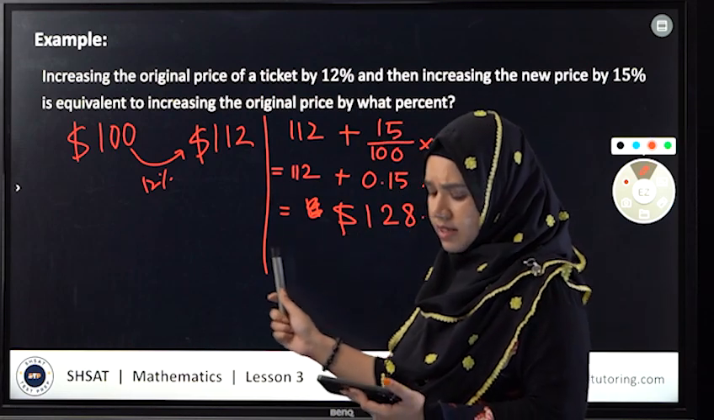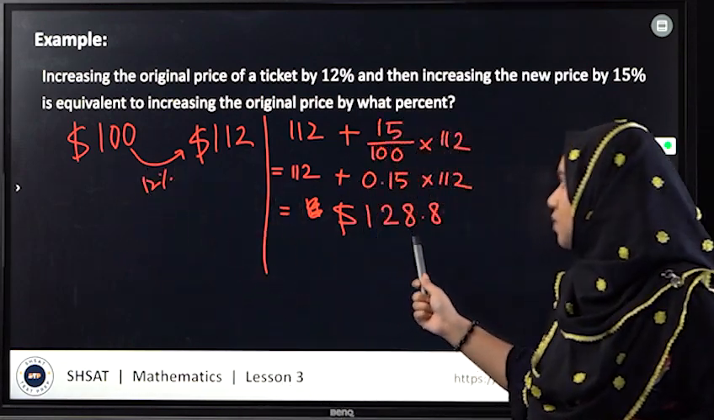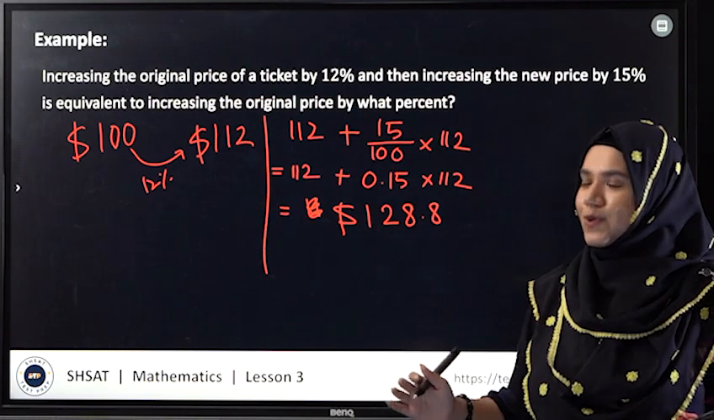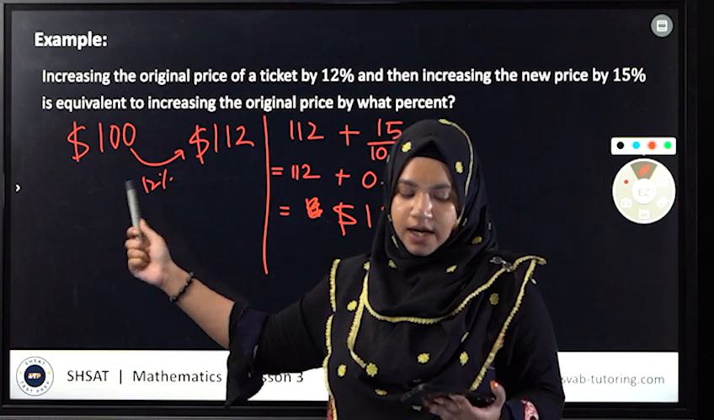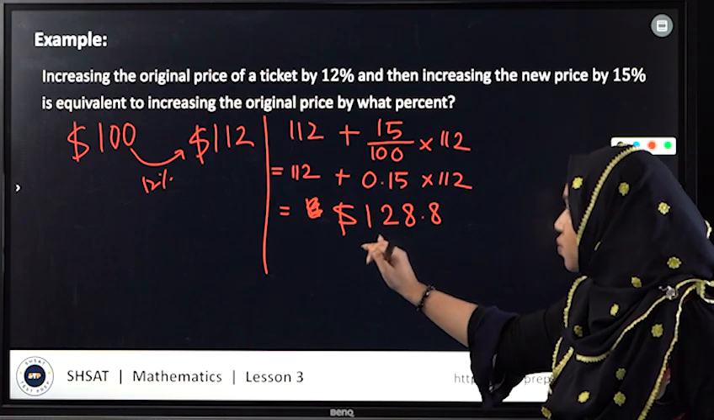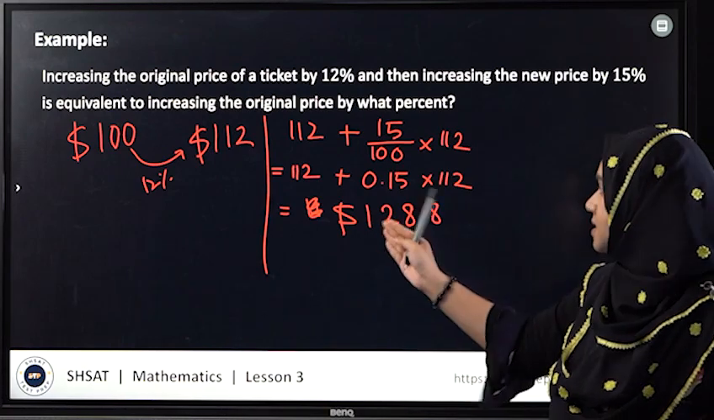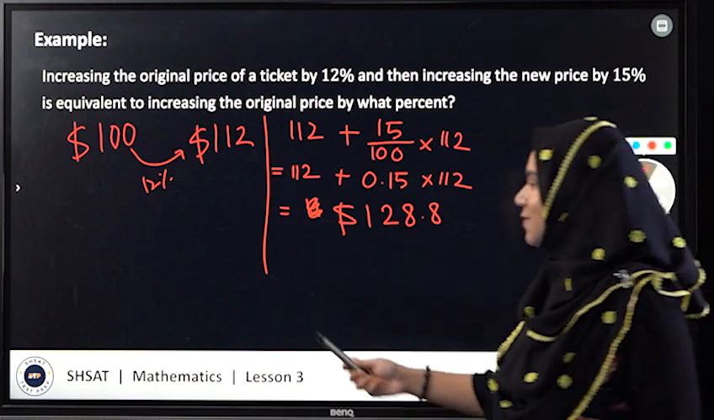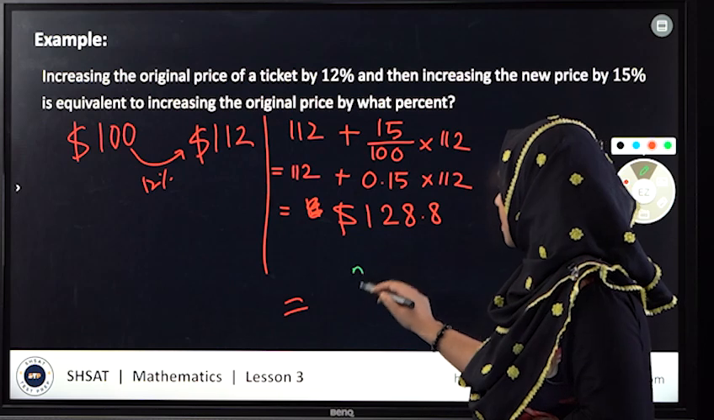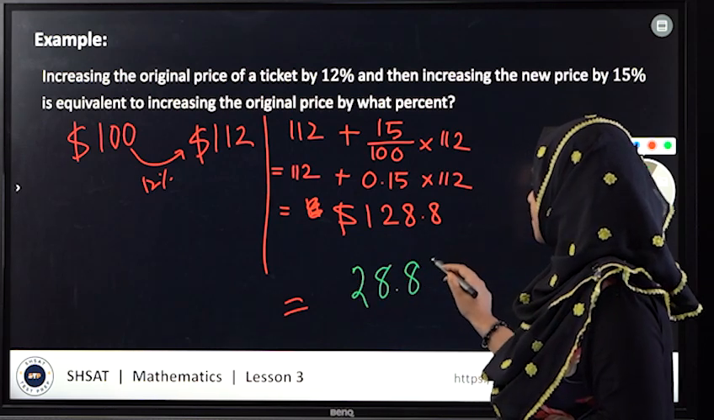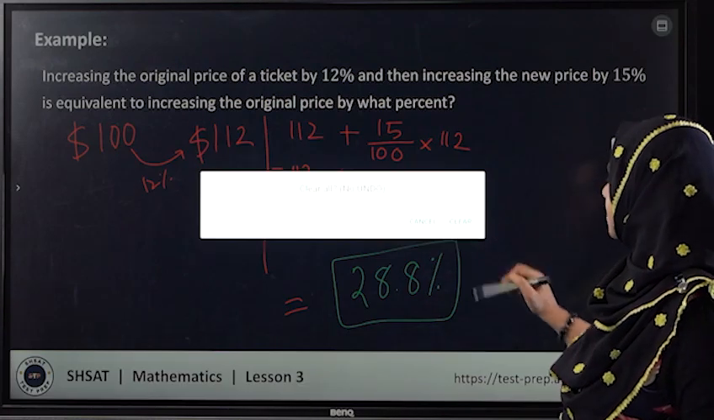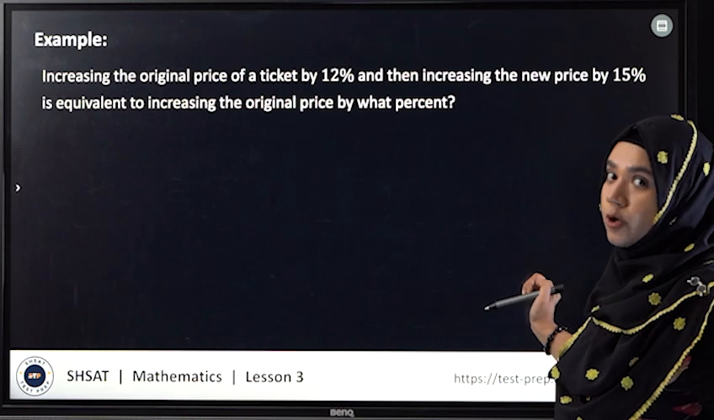Now, my question says that if we start from 100 and then if we go to 128.8, what is the equivalent increase? It's very simple. You know why? Because, like I said before, 100 with a 20% increase is 120. So 100 with a 28.8% increase is 128.8, right? Which is why we started off with 100. So my final answer to this is going to be what? 28.8%.